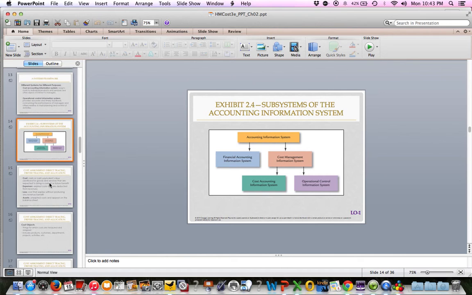So just accounting information systems as a whole have some subsets. Of course, the big two categories are financial accounting and cost accounting. We're focusing on cost accounting in this class, so we're going to take cost accounting and drill that down to two further subsets, which is cost accounting information and operational controls.